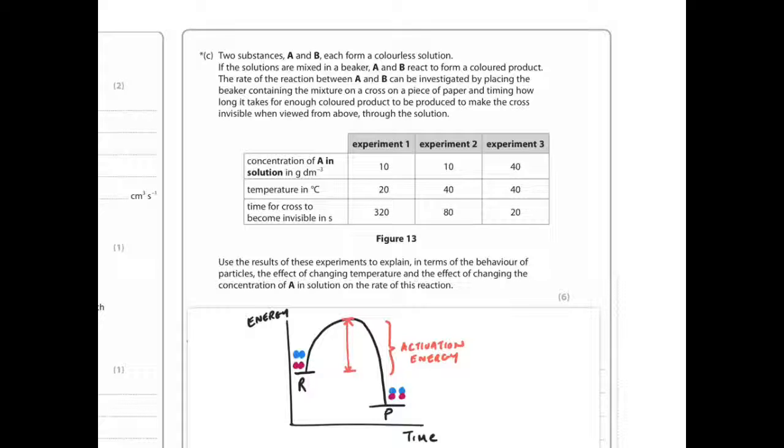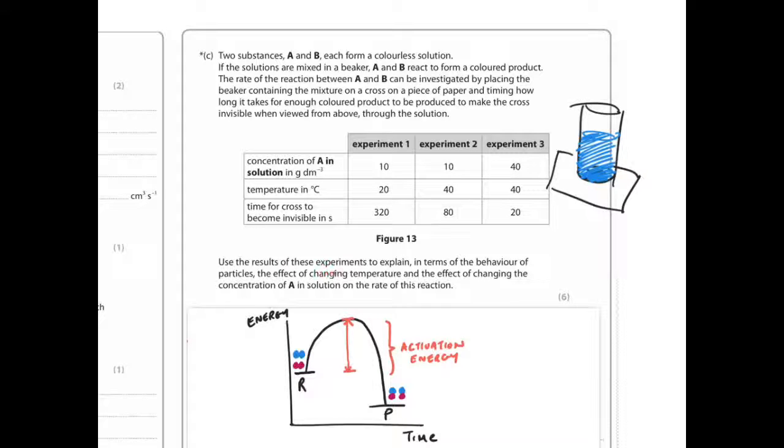So you basically have a beaker resting on, let's say, a little piece of paper like this, and the piece of paper has a cross on it like this, and as the coloured solution forms, as the reaction continues and gets darker and darker, the cross gets obscured, and then you stop the clock when you can no longer see the cross. It's not the most accurate method because it's qualitative. You're using your eyes rather than an instrument to measure.